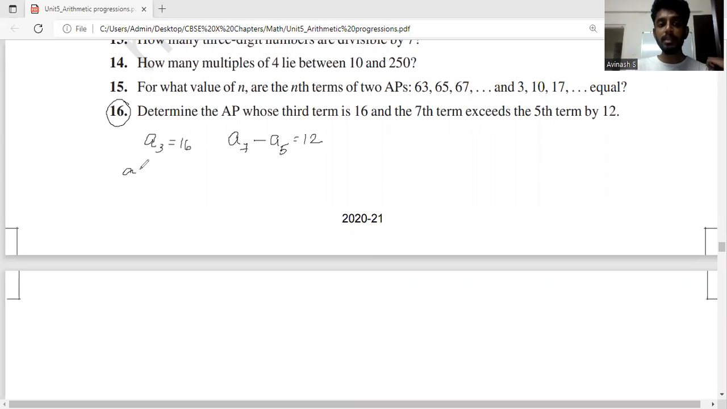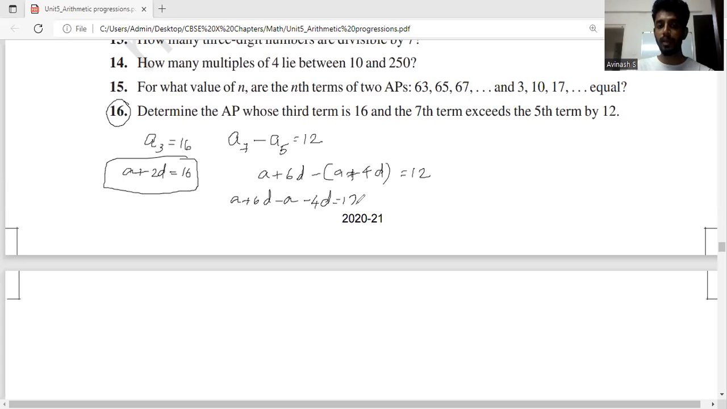Now, the third term is nothing but A plus 2D. This we already know. So we get an equation: A plus 2D is equal to 16. Whereas here we have to substitute A7 as A plus 6D minus A5 as A plus 4D, which will be equal to 12. Now in the next step, we have A plus 6D minus A minus 4D equal to 12. Now A and minus A will get cancelled. So we get 2D equal to 12 and D equals 6.